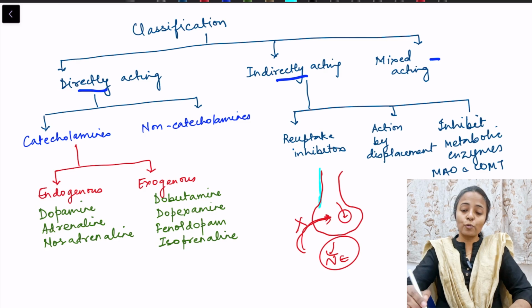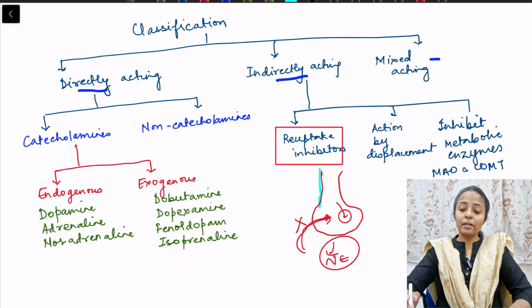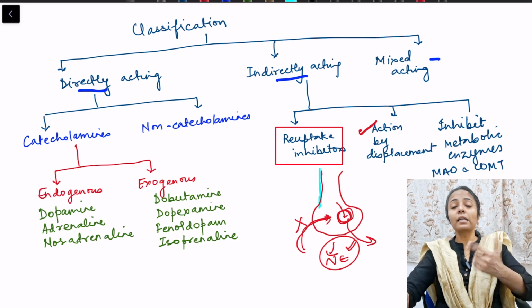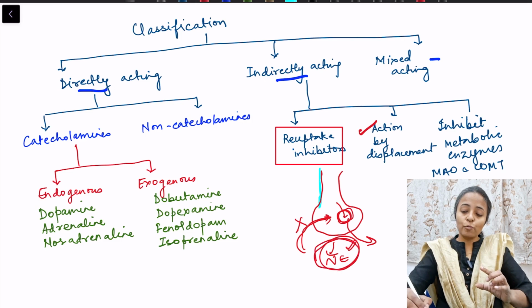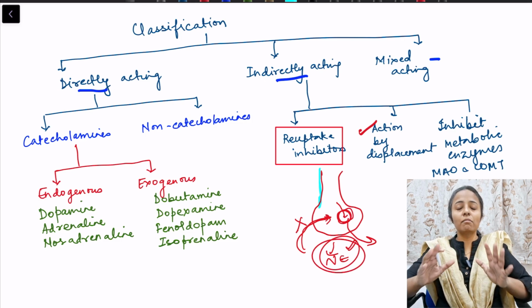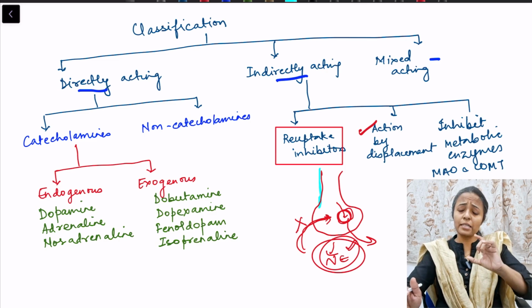So there are drugs which inhibit this reuptake, so they are known as reuptake inhibitors, and there are drugs which act by displacement, that is they will cause the displacement of this norepinephrine which is present inside the synaptic vesicle, so that it can be released more. So these are indirectly acting. That means they themselves are not stimulating the receptors. Instead, they are maintaining and increasing the levels of the norepinephrine which is released in the junction, in the synapse.